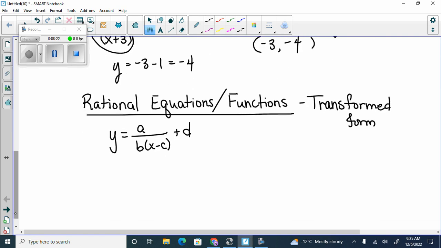So your parent function, and we talked about the parent of a radical is y equals square root x. The parent function of a rational is y equals 1 over x. And type y equals 1 over x into your calculator.